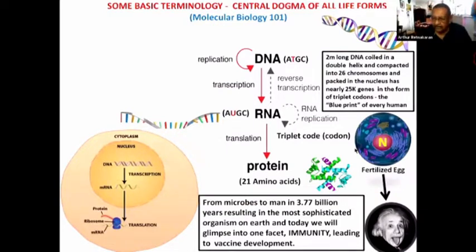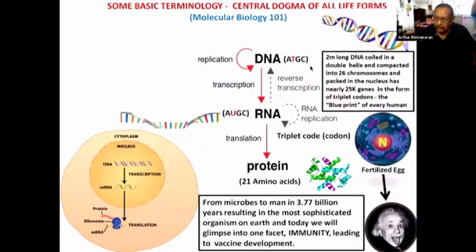Basically, when you look at the egg, the fertilized egg is a single cell. And in this single cell, you have a nucleus. And inside this nucleus is a 2-meter long DNA coiled in a double helix, compacted into 26 chromosomes and packed inside. And it has 25,000 genes. And these genes are all marked by bases: A, T, G, C. These are the 4 bases.